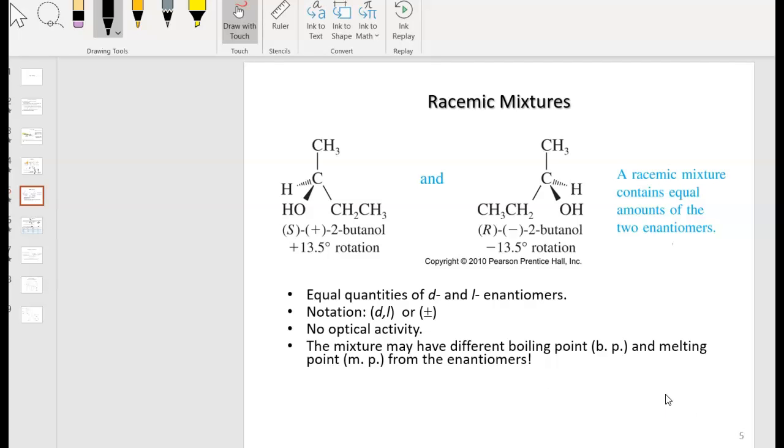There is a way by which you can actually separate out enantiomers. Let's talk about the separation of the enantiomers in the next video.